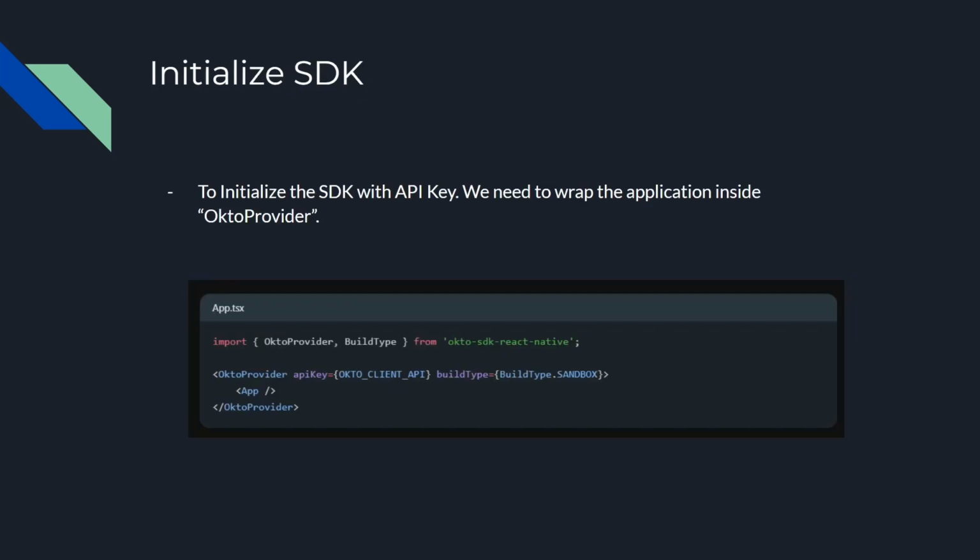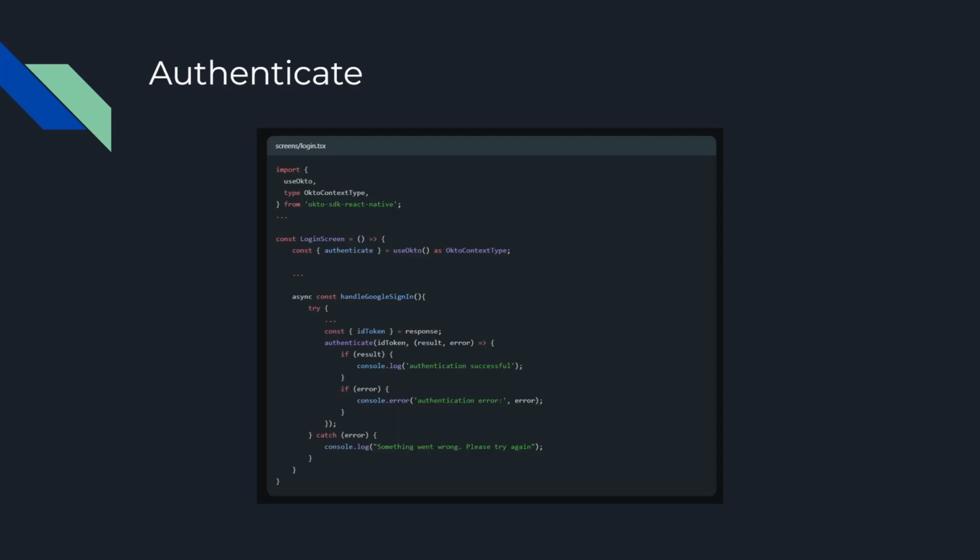There's a slight change in the way we initialize the SDK. Since it's a React Native component, we need to wrap the app component inside the Okto provider. And to the Okto provider, we need to pass the client APIs and the build type. In order to use the functions from the Okto provider, we need to import the use Okto hook and the Okto context type from the SDK. And whatever function we need, for example, authenticate, can be simply imported and used like this.